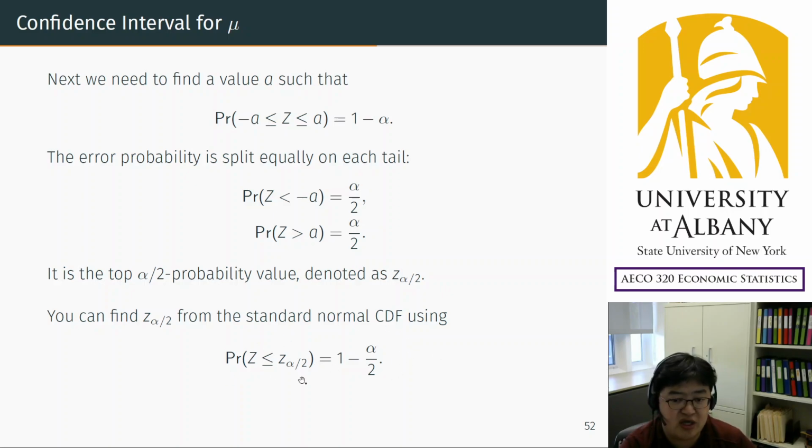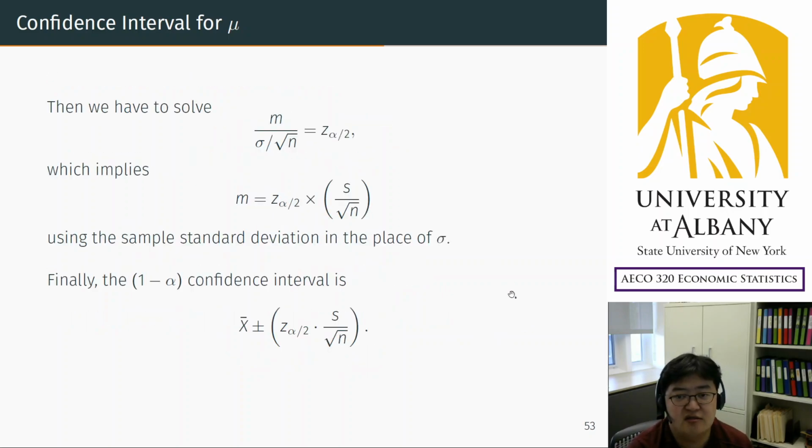And then this is the clue, how we find this value from the CDF of the standard normal distribution. Anyhow, we use this notation. So m now becomes z alpha over 2 times the standard deviation of a single observation divided by square root n. And this is the margin of error. So x bar plus or minus the margin of error is your confidence interval.